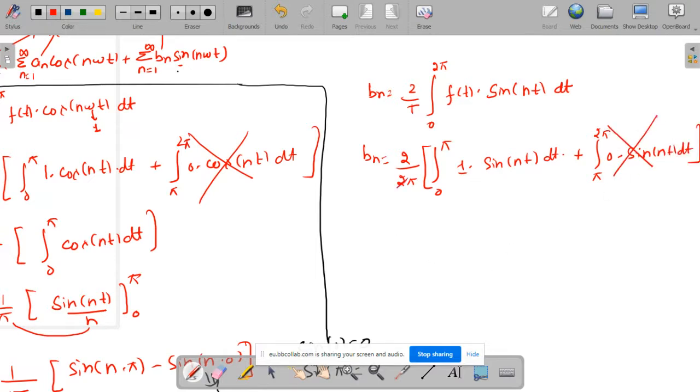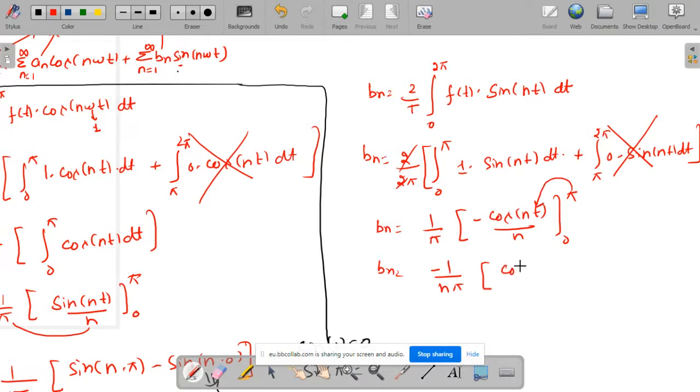This part is 0, and this 2 cancels. So what is the value of bn? bn is 1 divided by pi. Now integration of sine. Integration of sine is minus cos nt divided by n, from 0 to pi. I am taking the minus sign and this n outside, so minus 1 divided by n pi. Put the value of pi in place of t. So this is cos n pi minus cos n 0.